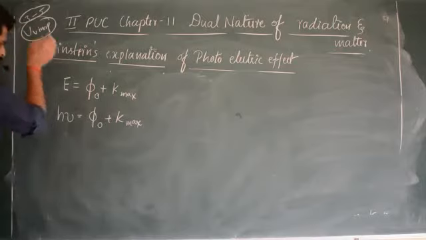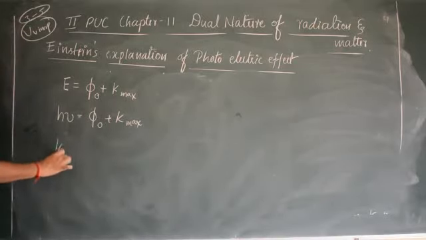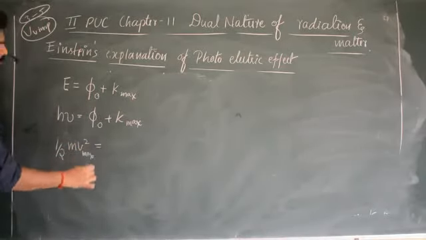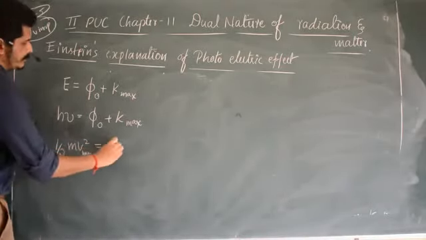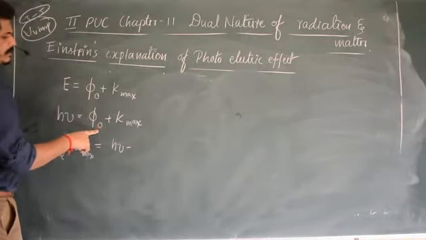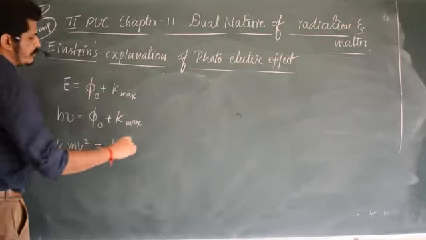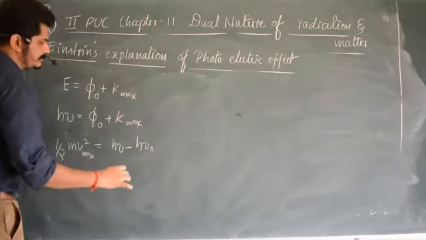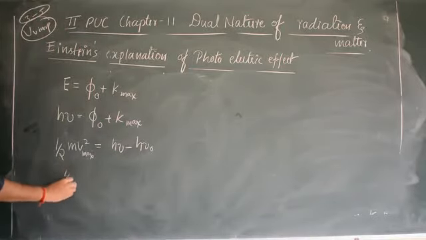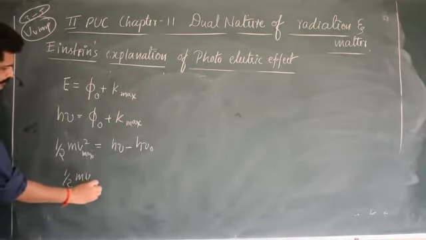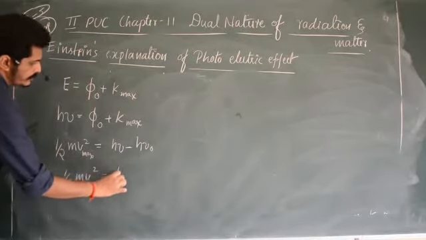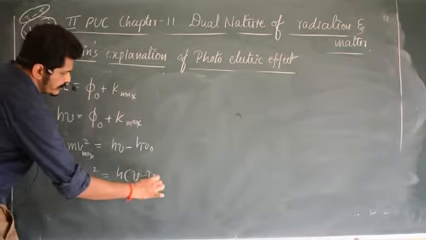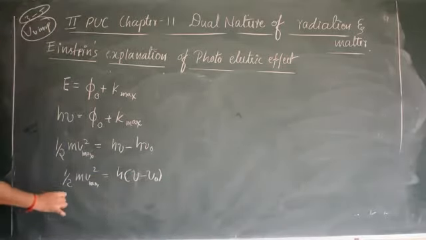So how can we write this now? K max, that means half m v max square, is equal to h nu minus phi naught. What is phi naught? Work function. Work function is also the energy required to come out, right? That is h nu naught. Am I right? So half m v max square is equal to h into nu minus nu naught. This equation we get.